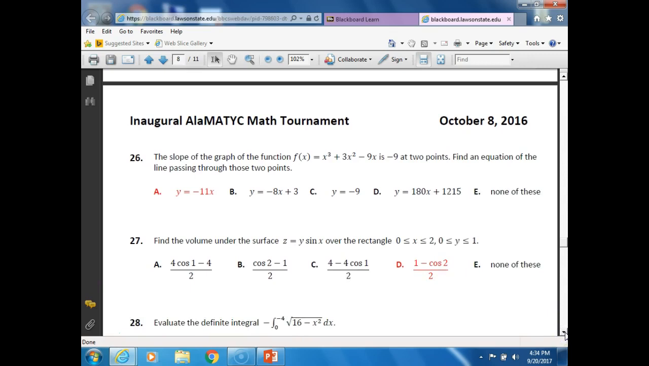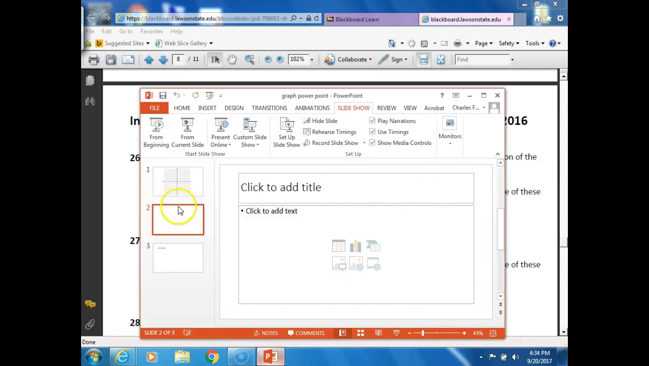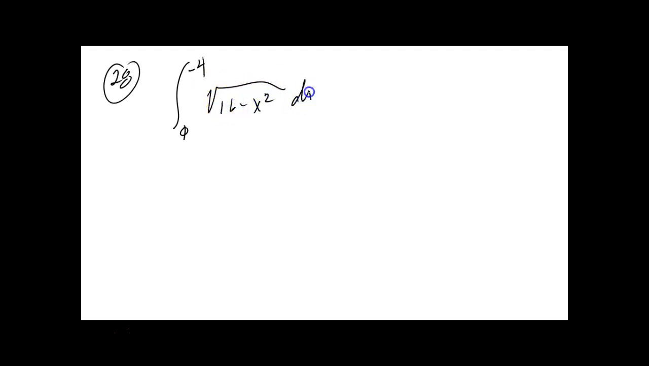28. Evaluate that definite integral. Okay. Got it down? Negative integral from 0 to -4 of square root of 16 minus x squared dx. Got it? All right. Let's go to our PowerPoint. Okay. Get my pen back. Okay. This is what, 27, 28? 28. Okay. It was the integral from 0 to -4 of the square root 16 minus x squared dx.